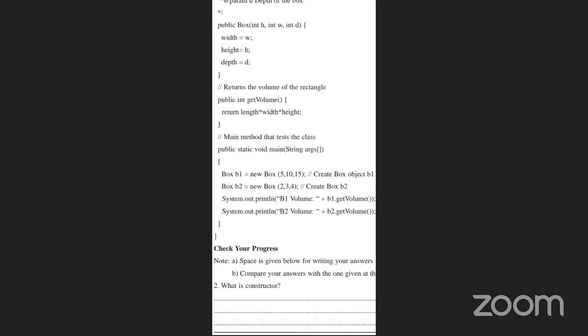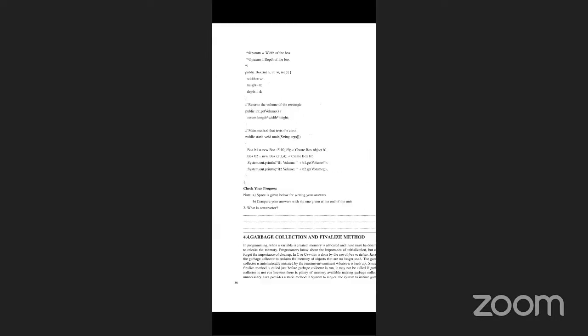Later on, I declared one more object, B2, and passed values to it. When I invoke B1.getValue, it will print the result of 5 into 10 into 15. When you invoke the object B2, the answer will be 2 into 3 into 4. This is a simple example related to constructor with parameter. Any doubts in this?